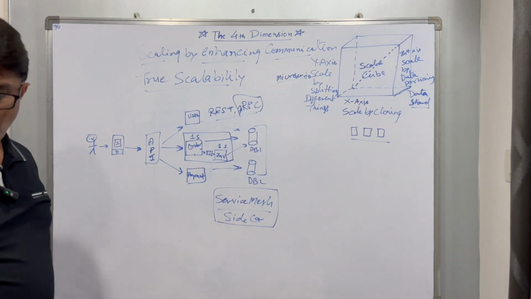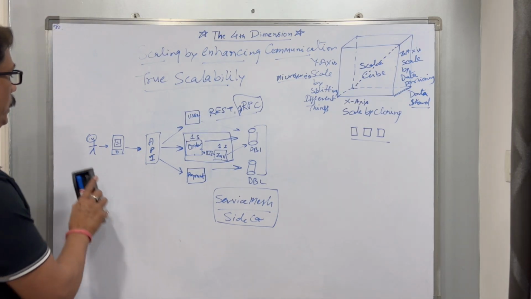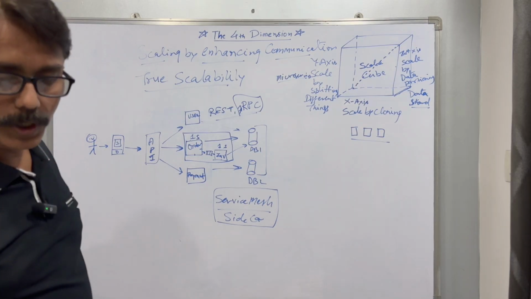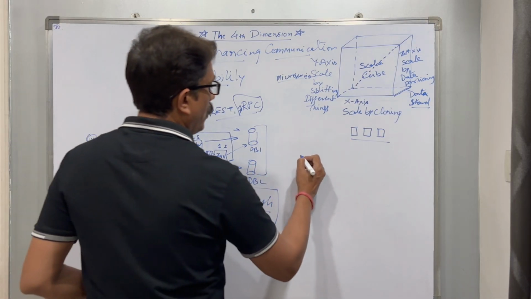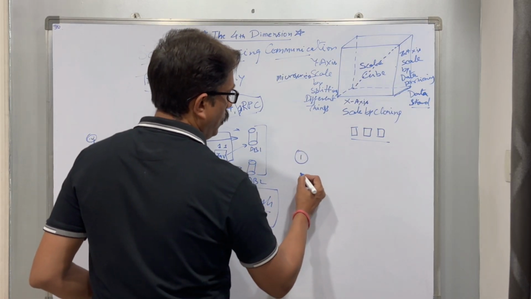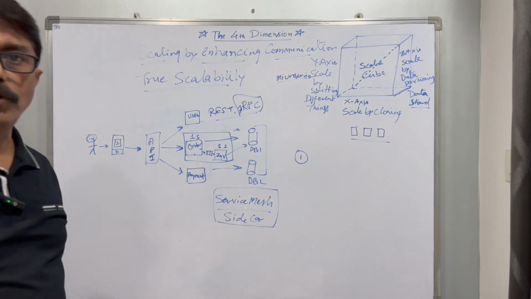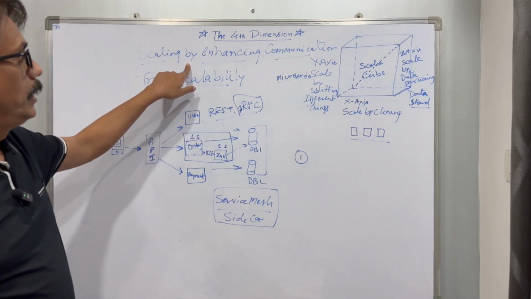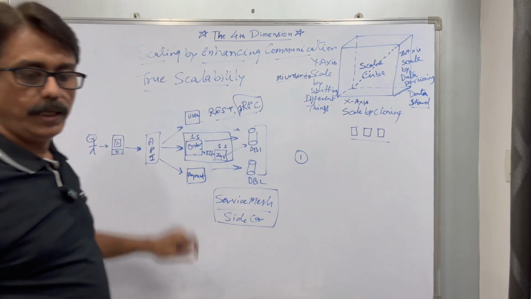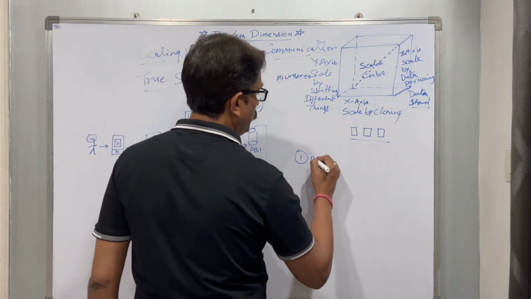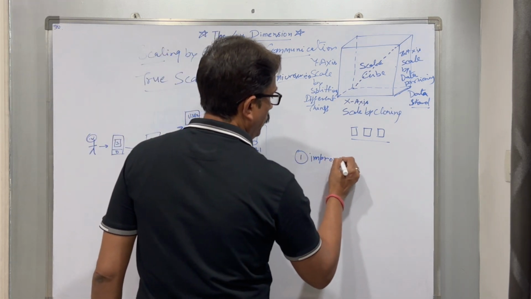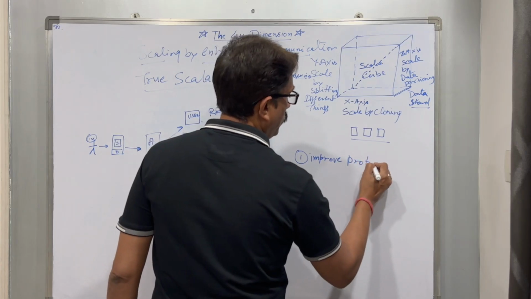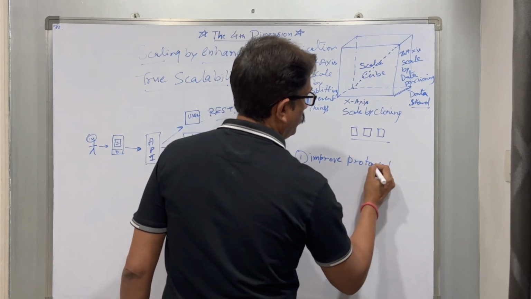Now let's see specifically what are the common ways, or the top 3 or 4 ways, to implement this scaling technique. So how can we do it? Number 1 is improve protocol.